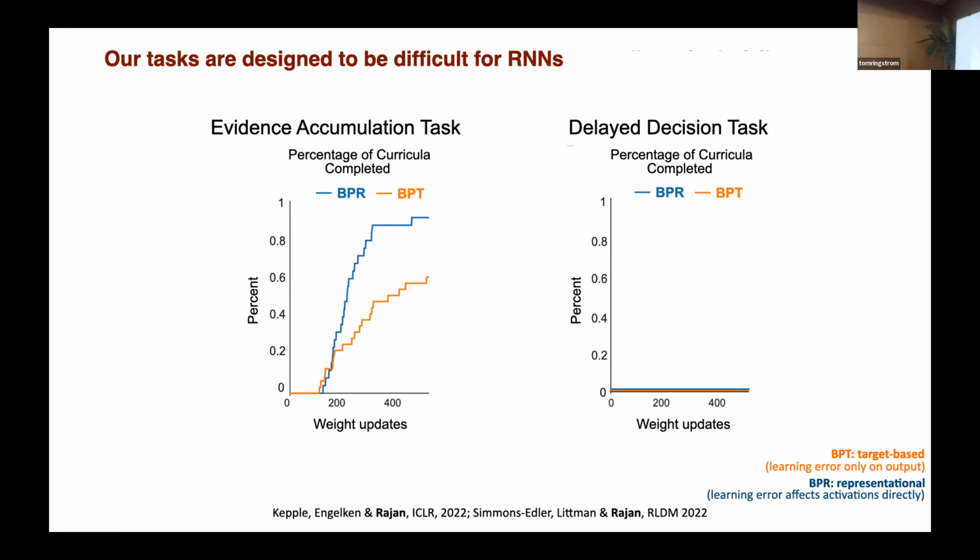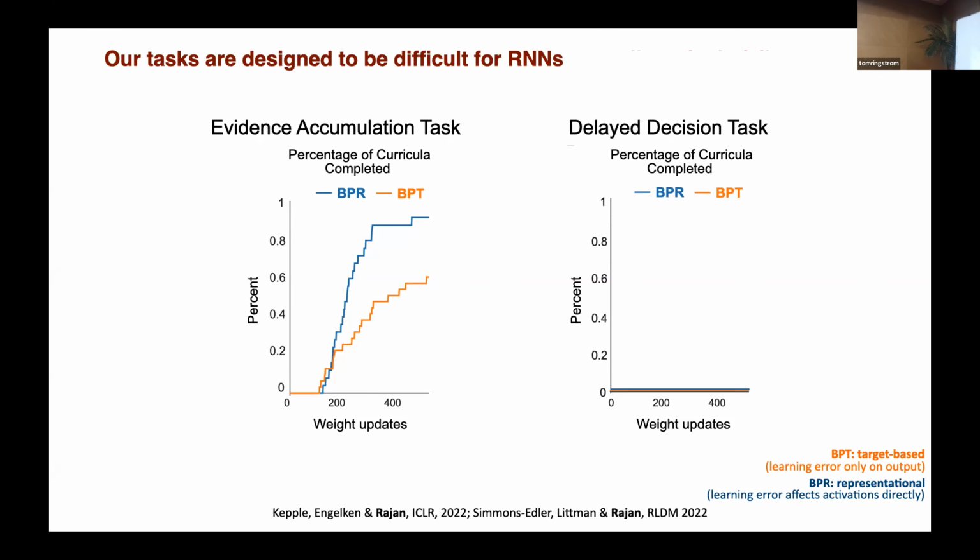So if you take the expert or the final version of the task, what you see plotted here on the y-axis is the cumulative percentage of the number of networks that have completed a certain task or this task. So you can see that in the plain evidence accumulation task, the regular vanilla target-based backprop does what it does, not spectacular, but then the backprop with representation does really well.